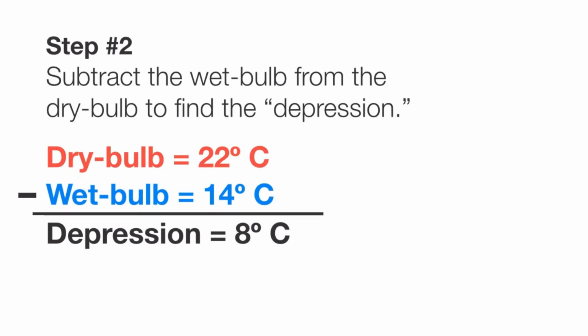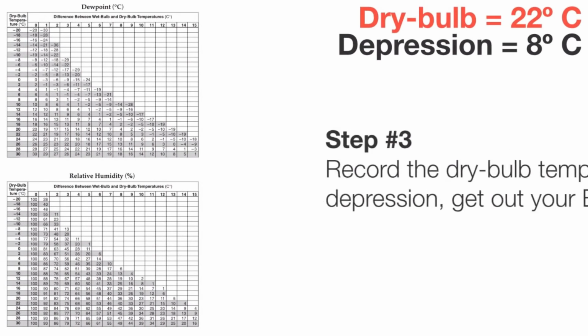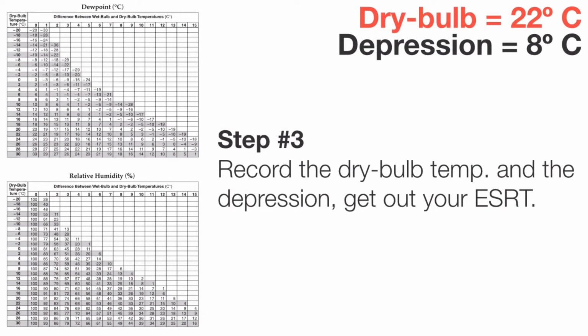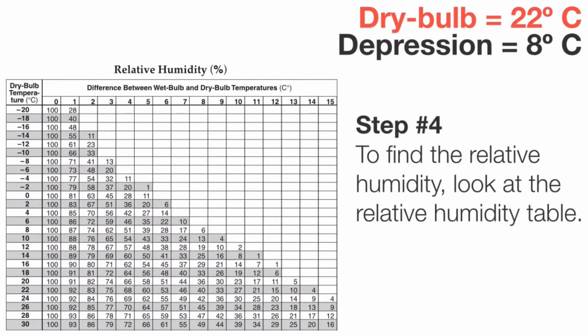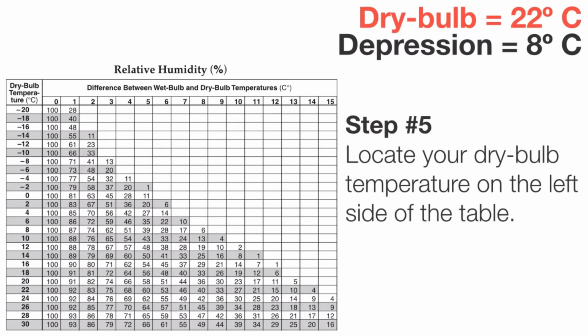Now, the next step will be to go to our chart. We have to keep in mind, we want to record what our dry bulb is and what our depression is. Those are the two important numbers. Like I said, we'll start with the humidity. So we need to look at our humidity chart. And what we're going to do is we're going to begin by looking at the left-hand column on this chart where it says dry bulb temperature. Our dry bulb is 22 degrees Celsius, so we're going to locate that on the left and just kind of mark off that row, as I did in green here.